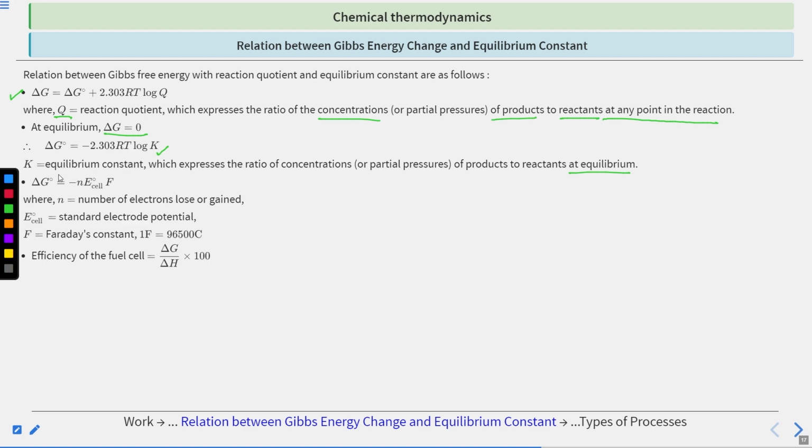So in this equation, delta G naught can also be written in this way, where n is the number of electrons lost or gained by the metal, E naught of cell is the standard electrode potential of the cell, and F is Faraday's constant, having the value 1 F equal to 96,500 coulomb. The efficiency of a fuel cell can also be calculated using the change in Gibbs energy. It is given as delta G divided by delta H multiplied by 100. This is the efficiency of any fuel cell.